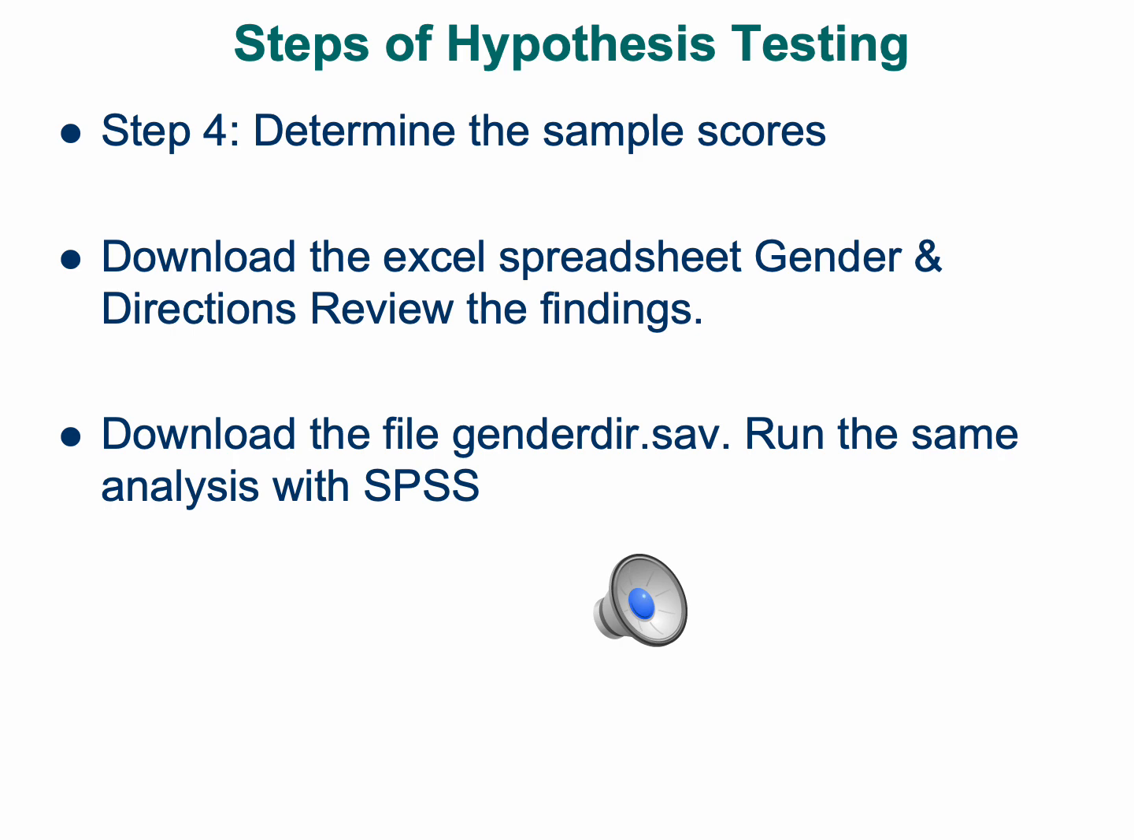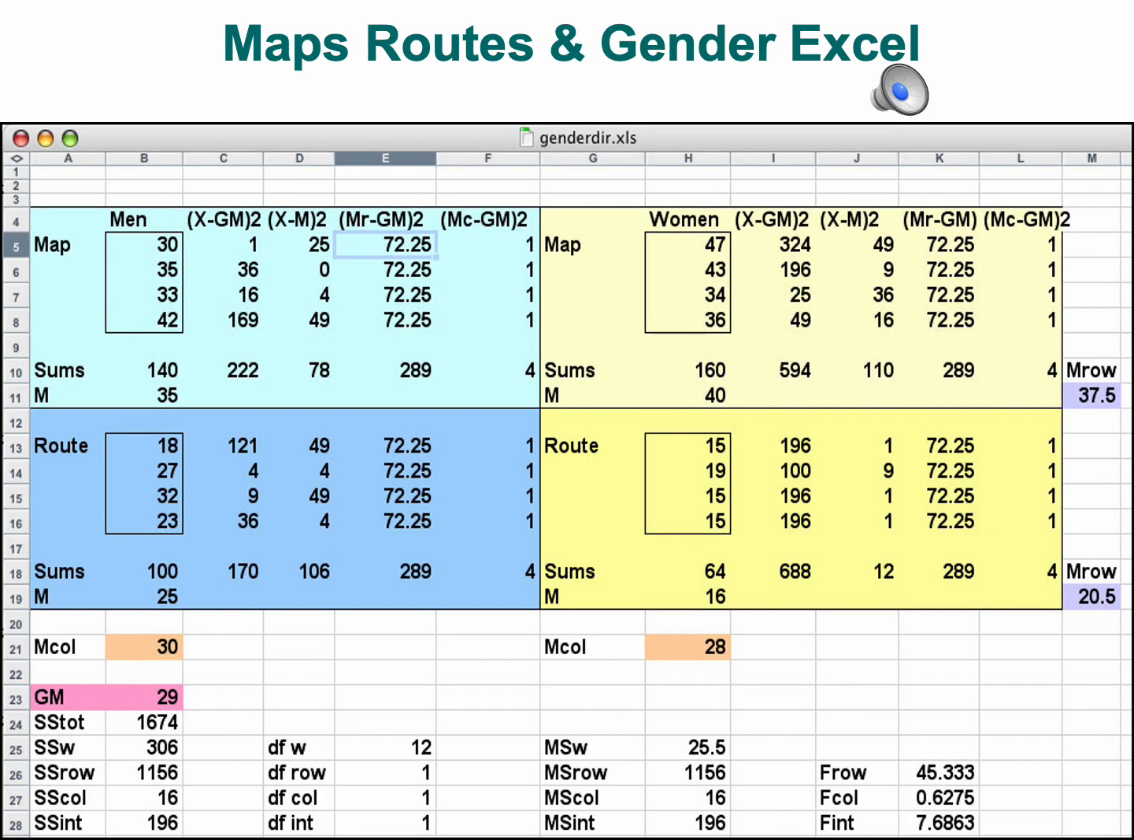Don't run the analysis in SPSS yet. We want to do that together. But just have it available so we can go back and forth between each one. Right now, first we're going to look at the Excel spreadsheet. Okay, let's look at the Excel spreadsheet.